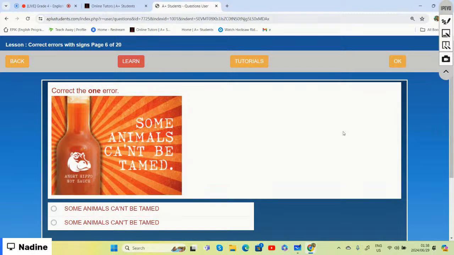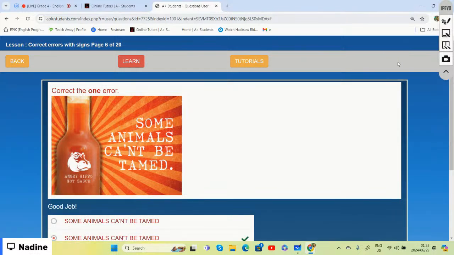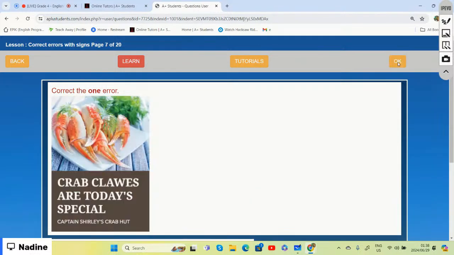So some animals can't be tamed. And if we were to choose the correct error, that one specific error, it will be can't, which is option two. Because if we look at how can't is spelled, remember we said with can't, our apostrophe needs to be between the N and the T for can't. All right, so well done. Option two is correct.